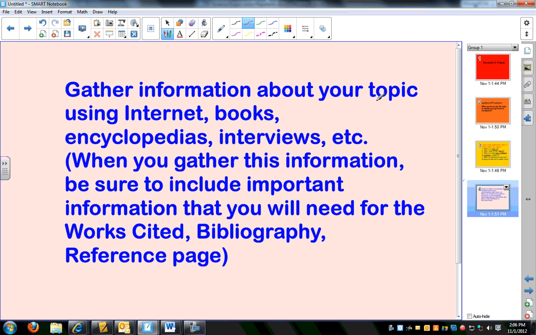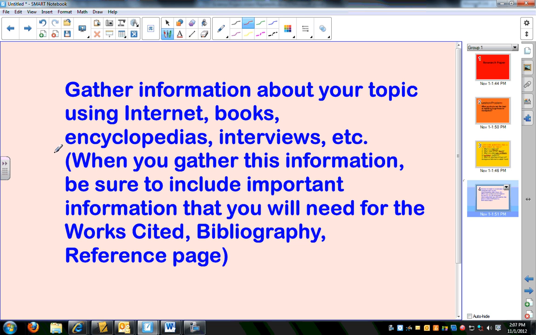When you're gathering the information about your topic, make sure you use the internet or books or encyclopedias, interviews, etc. But you want to make sure that the information you're gathering is relevant. It needs to have something to do with your topic. In other words, if I'm trying to repel insects out of camping, I wouldn't want to research information about camping because that's not going to help me to understand how to keep insects out of a campsite. I want to research information about insects and how to keep them away.